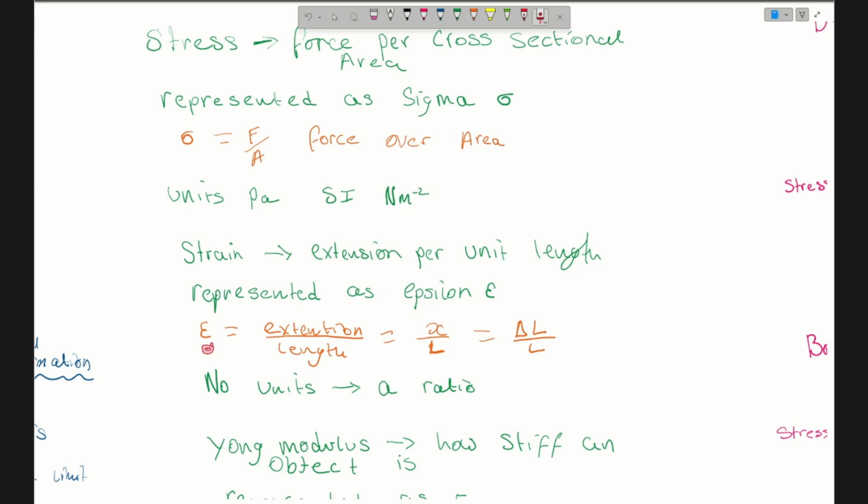To work it out, it is extension over length, which in some cases you'll see as x over L, and in other cases you will see as delta L over L. Oh, not theta, that's delta, sorry. As you've probably seen many times, the triangle just essentially means change. It doesn't have units, as it's a ratio, so keep that in mind. There's no units to it, don't put any units.